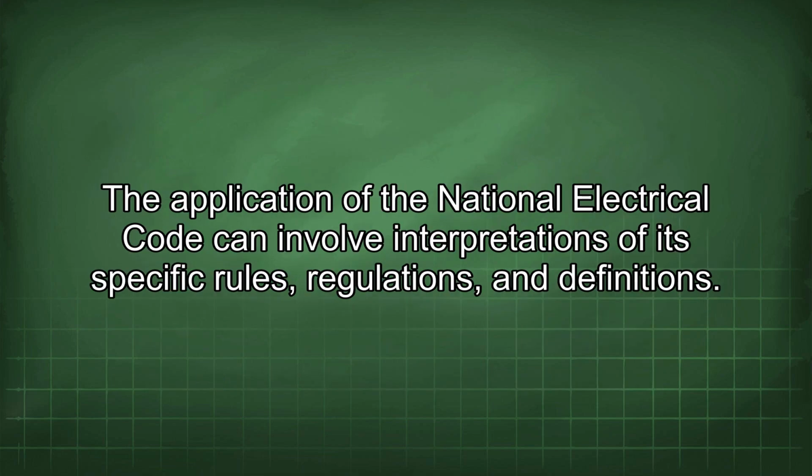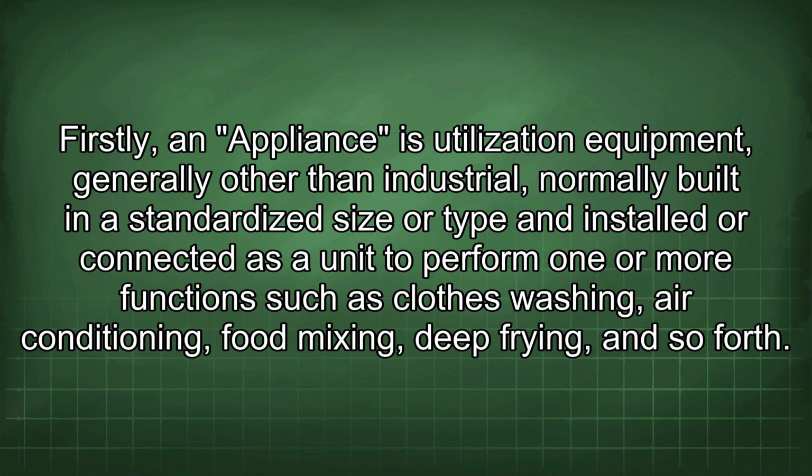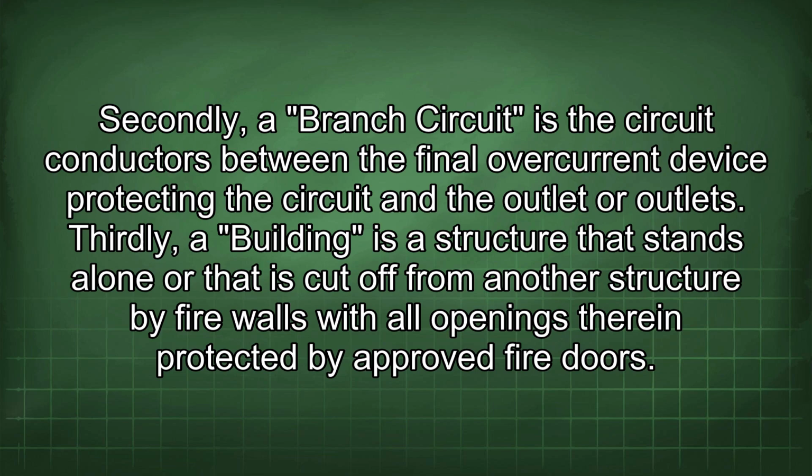The application of the National Electrical Code can involve interpretations of its specific rules, regulations, and definitions. Firstly, an appliance is utilization equipment, generally other than industrial, normally built in a standardized size or type and installed or connected as a unit to perform one or more functions such as clothes washing, air conditioning, food mixing, deep frying, and so forth. Secondly, a branch circuit is the circuit conductors between the final overcurrent device protecting the circuit and the outlet or outlets. Thirdly, a building is a structure that stands alone or that is cut off from another structure by firewalls with all openings therein protected by approved fire doors.